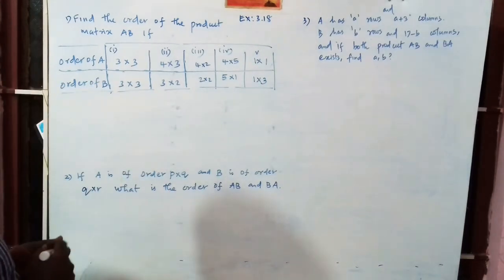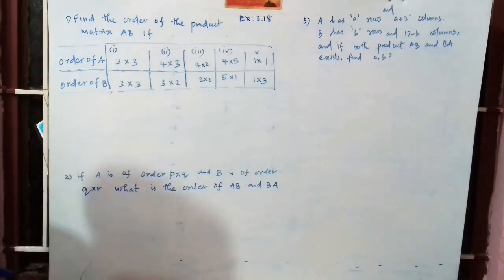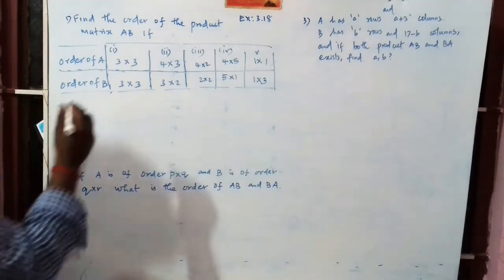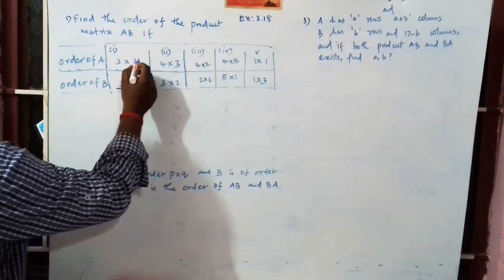Okay, how to find the product AB? The condition for the product of two matrices is that the number of columns in the first matrix must be equal to the number of rows in the second matrix.